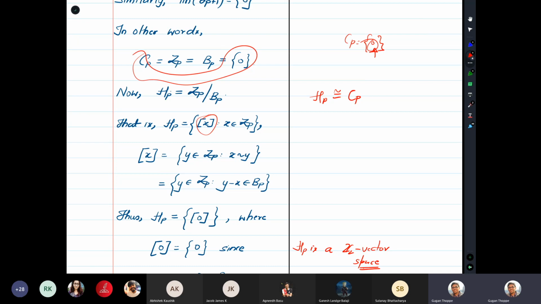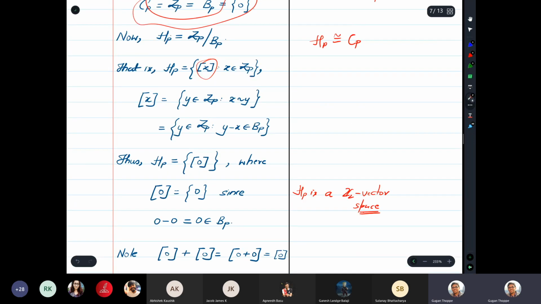Is this okay? The way we write it, it may appear it's one and the same. It's not, because what is there in HP is the equivalence class. So it is a set, whereas here you only have an element. So 0 is an element in CP, whereas the element of HP is the set containing 0. So there is some subtle difference. Because of this reason, HP and CP are not one and the same. However, they are isomorphic. Both of them are trivial vector spaces.